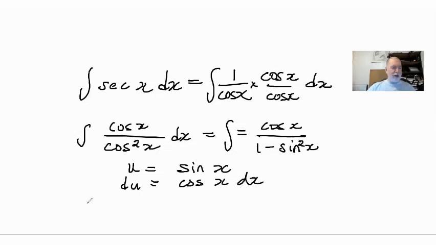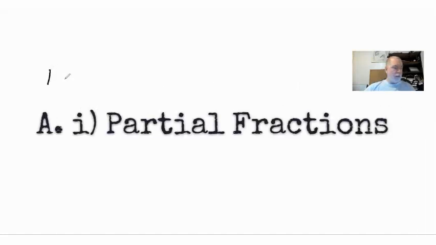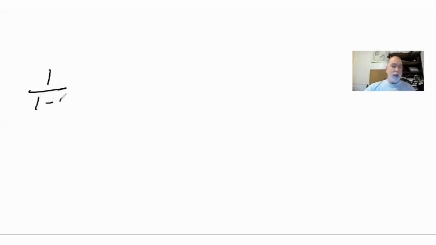So now the final thing that we're going to do is, let's see here, u is sine x. So really what we end up with is 1 over 1 minus u squared du. Okay, that is something that we can handle, and there's a couple of different ways that we can do it. So let's clear that, and we'll write this up again here: 1 over 1 minus u squared, and we'll forget the du because we're just going to handle what's inside the integral here.